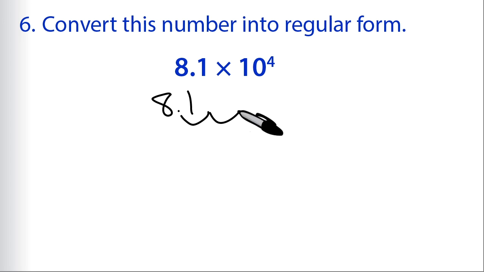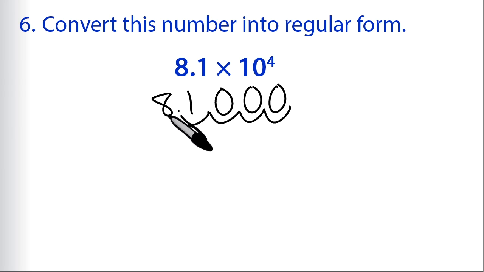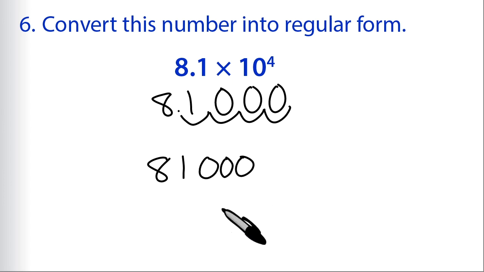Move it 1, 2, 3, 4. And then we have to put zeros in these number places that don't have any digits, and then we'll rewrite it so it's not messy like that. So we have 81000, and then remember to put commas every 3 spaces.